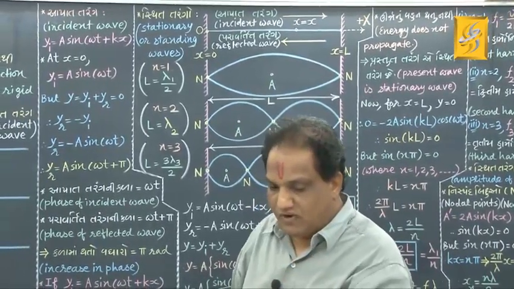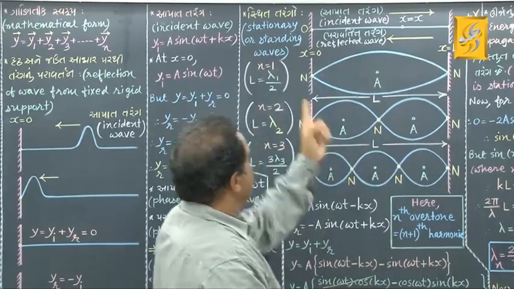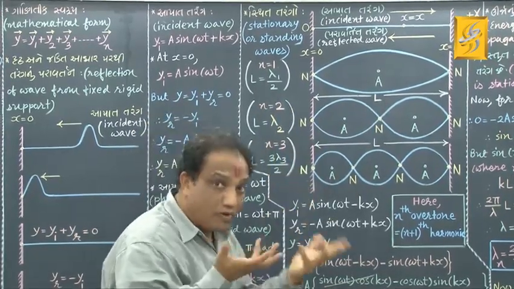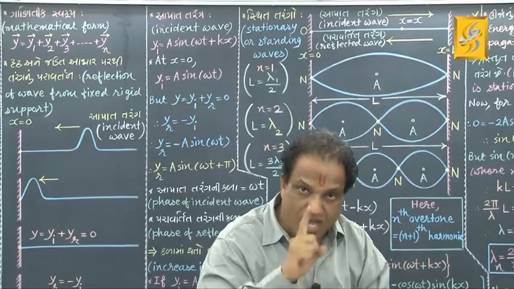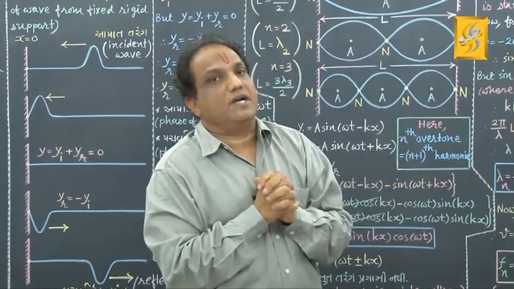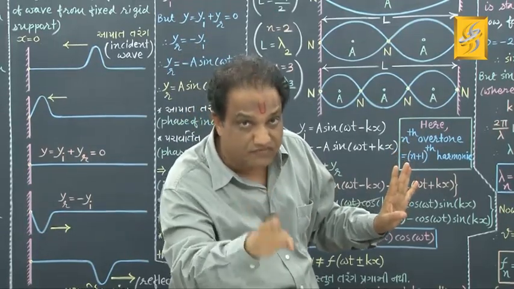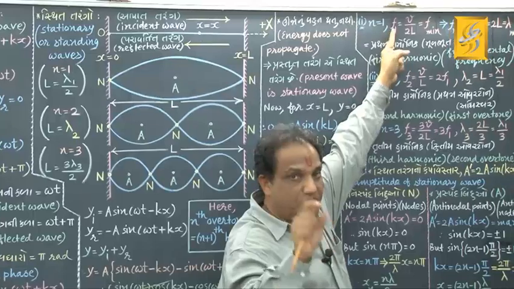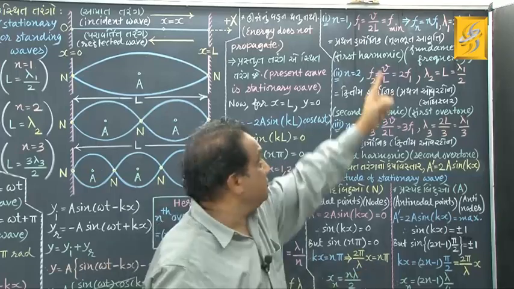I am showing you. First of all, how to get such a pattern? This pattern is for n equal to 1, this pattern is for n equal to 2, and this pattern is for n equal to 3. But how to get such patterns? First of all, you take a tuning fork having, say, natural frequency 100 Hertz, which is equal to the frequency of the first harmonic, the fundamental frequency. You take a tuning fork having natural frequency equal to this frequency.